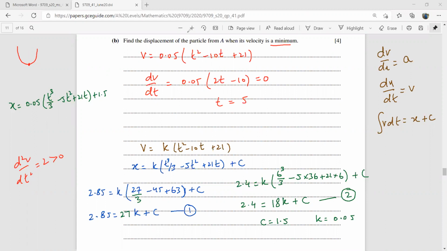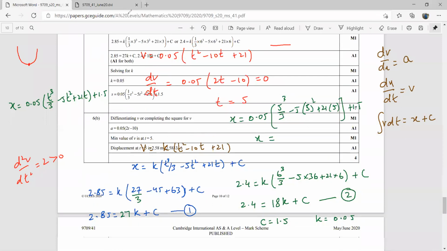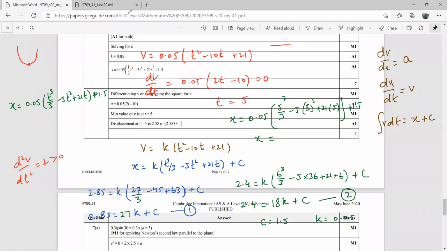Here you will get the displacement at the time when the velocity is minimum. So for that, this would be 0.05 into 5 cube over 3 minus 5 into 3 square plus 21 into, sorry, this is 5. I'm writing 3 here, into 5 and then plus 1.5. Can someone please tell me, or should I use a calculator? This has to be 2.58 meters.